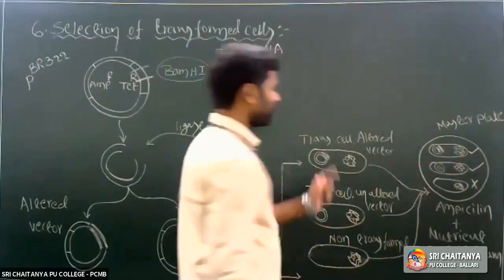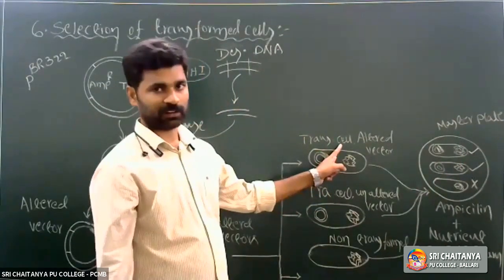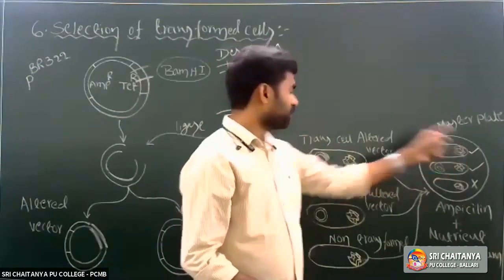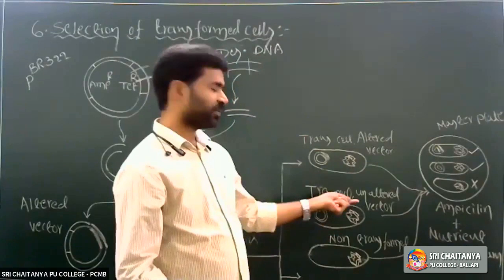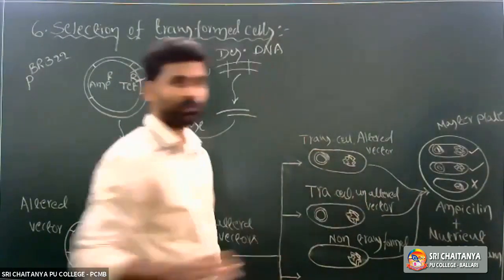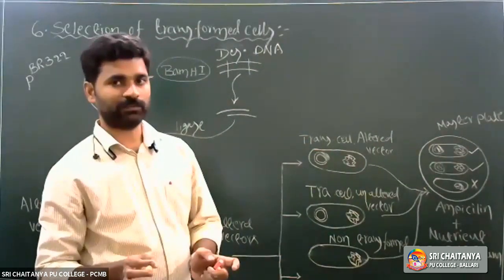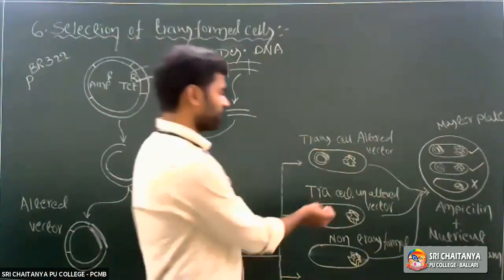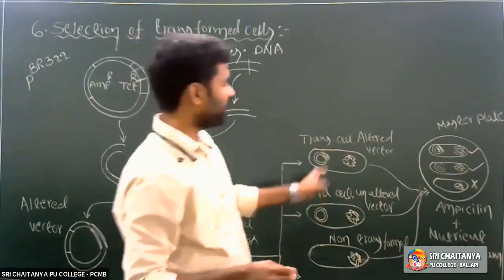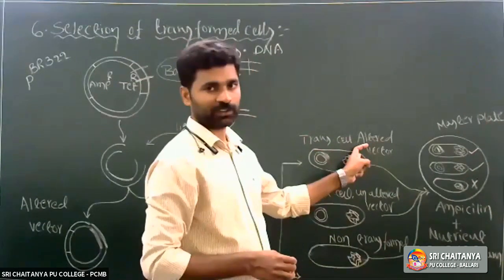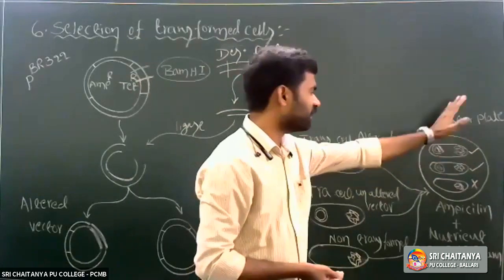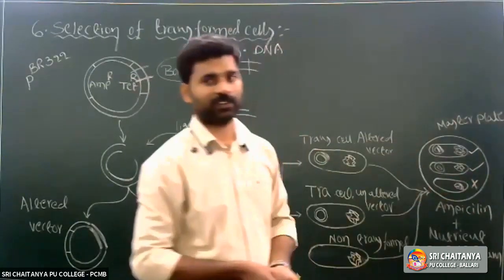But what type of bacterial cells do we require here? Transformed cells with altered vector. We require transformed cells with altered vector. But what about the other type of bacterial cell, transformed cells with unaltered vector? We do not require transformed cells with unaltered vectors in rDNA technology. We require transformed cells with altered vectors. But how will we separate transformed cells with altered vector from the unaltered vectors?